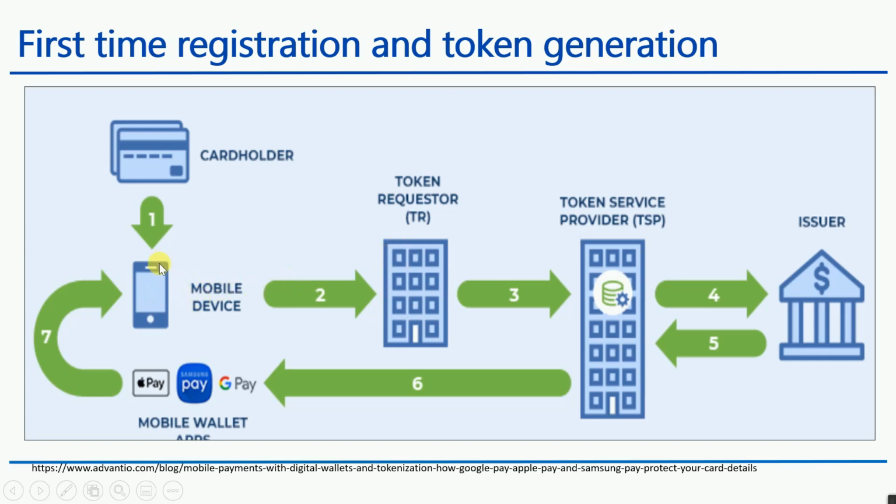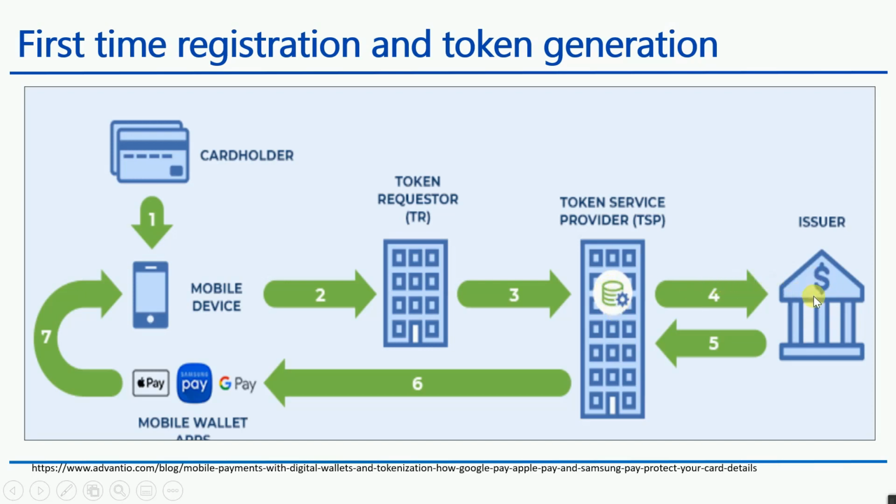Whatever card details there are, the device encrypts them, and the software of, say, Apple Pay, Samsung Pay or GPay will encrypt that and send it to a token requester. The token requester will further send it to a token service provider, with which it has a license or an agreement. The token service provider stores everything in their vault and sends it to the issuer.